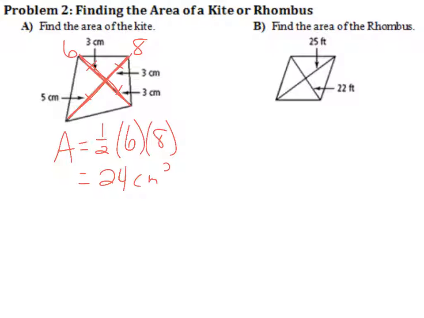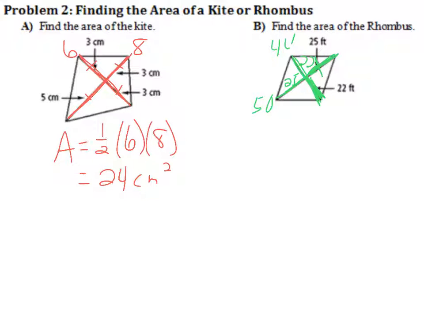For my second example, I'm asked to find the area of the rhombus. Now here I'm only given 2 parts of each diagonal. I'm given this 25 here and this 22 down here. Now one thing we have to remember about a rhombus is it's a parallelogram, and in all parallelograms the diagonals bisect each other. So if this length is 25, so is this, making this whole length 50. And if this length is 22, so is this, making the whole length 44.